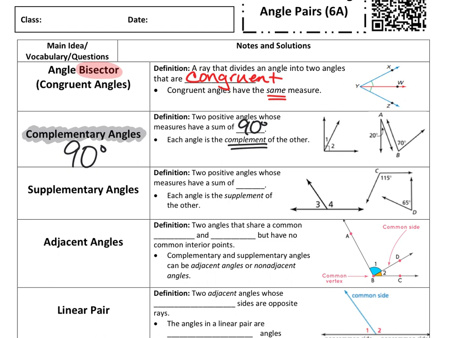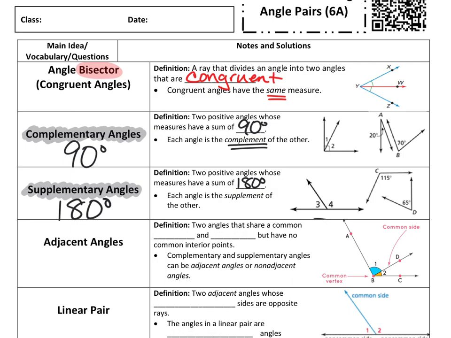Okay, if complementary means 90 degrees, what is another really important angle measurement that we could call supplementary? If we look at this image right here, what do those two add up to be? If it makes a flat line or a straight angle, how many degrees is that? 180, very good. So what we're going to say is that supplementary angles are two positive angles whose measures have a sum of 180 degrees. So underneath supplementary, write a big 180.